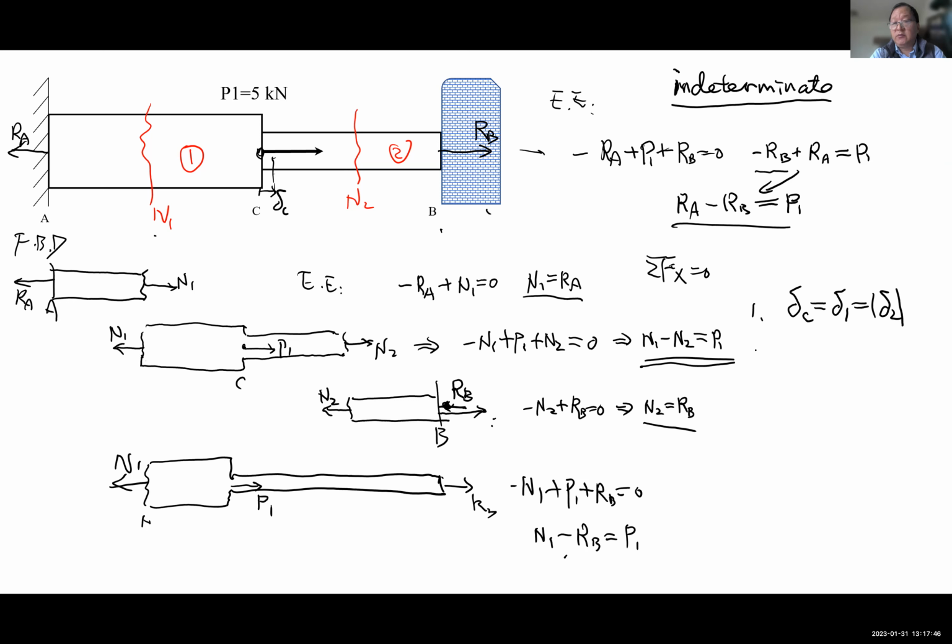The second way we can think about it is, now you have this bar here. We draw the free body diagram. So this is for part one, part two, and so you have two segments, 1 and 2. So what's the total elongation? The delta total, that is the displacement at point B, must equal what? The first one plus the second one, but it must be equal to 0.